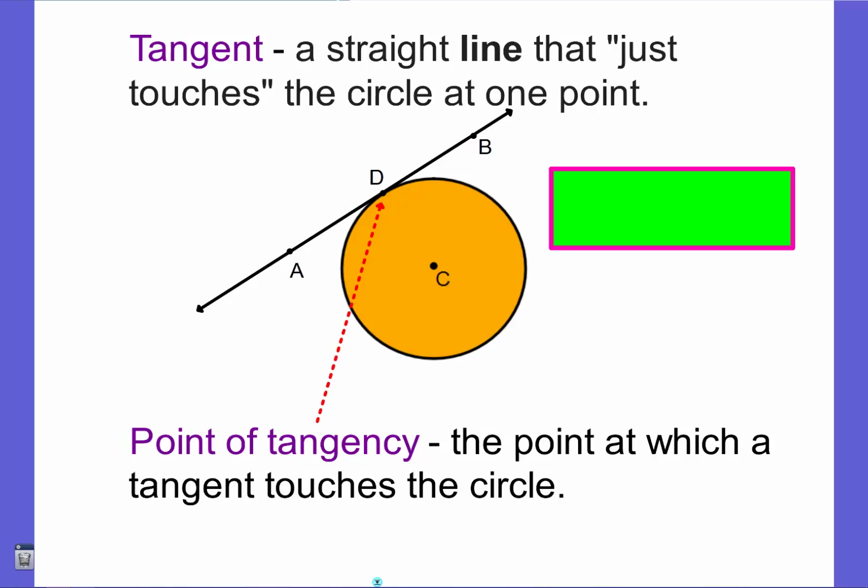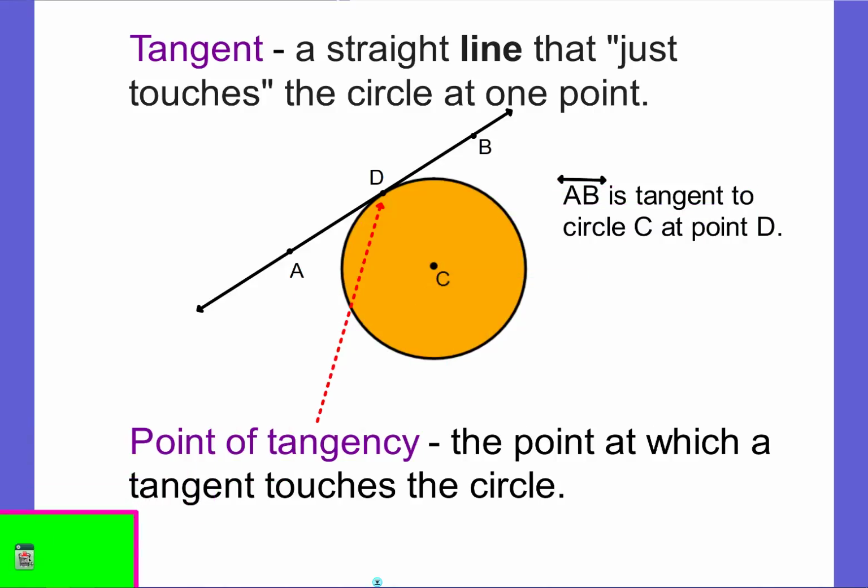A tangent is a straight line that just touches the circle at one point. It intersects the circle at only one point. So no part of that line is inside the area of the circle. And the point at which that line touches the circle is called the point of tangency. And there are some special properties with that point, particularly with radius or radii that intercept a point of tangency.